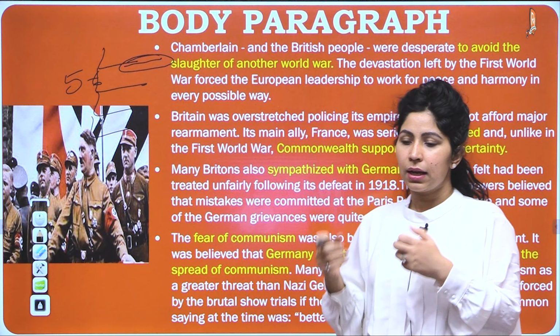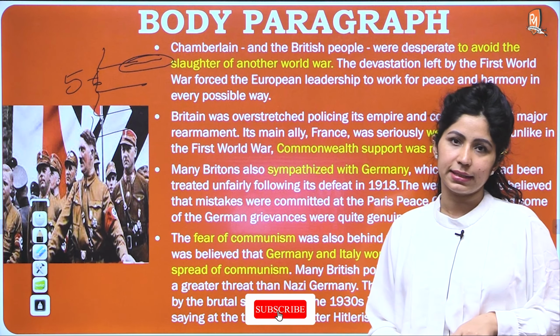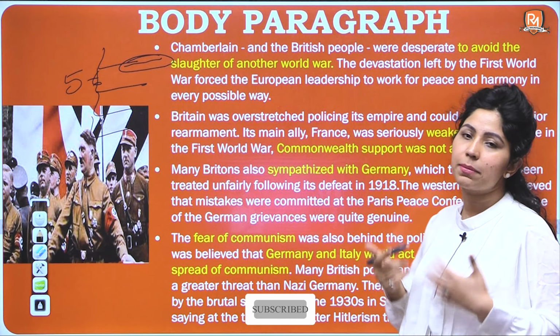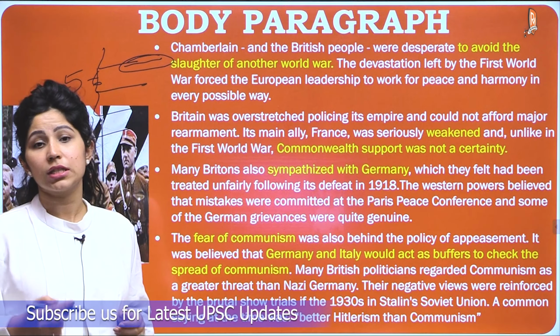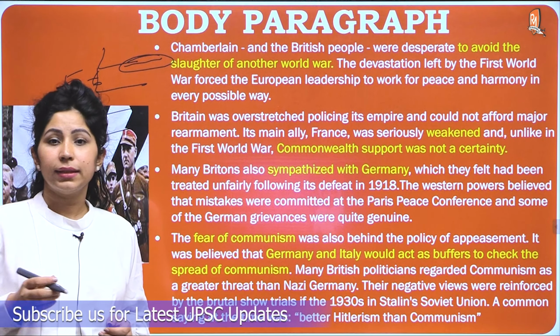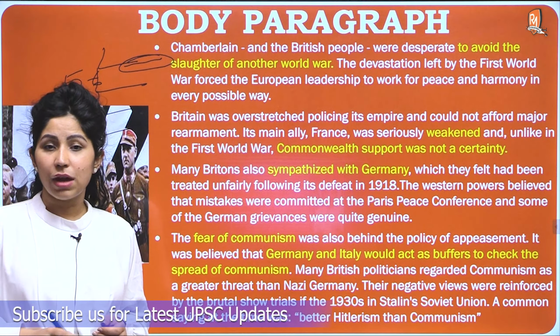This is just additional information for the examiner which will support our main body paragraph, which is why the policy of appeasement led to the Second World War. First thing was, as we discussed in the introduction also, that it was to avoid the Second World War. So Chamberlain and the British people were desperate to avoid the slaughter of another world war. The devastation left by the First World War forced the European leadership to work for peace and harmony in every possible way.